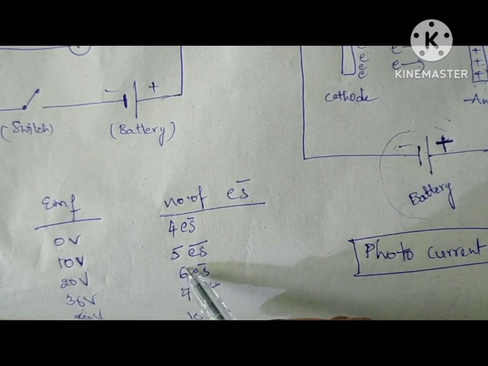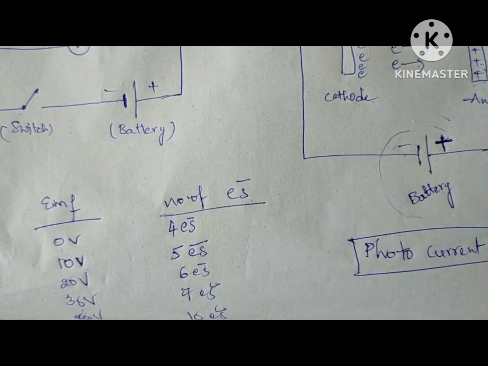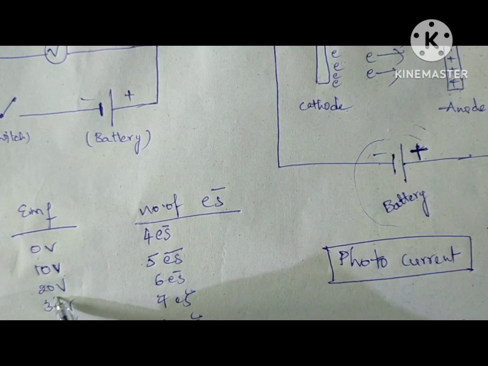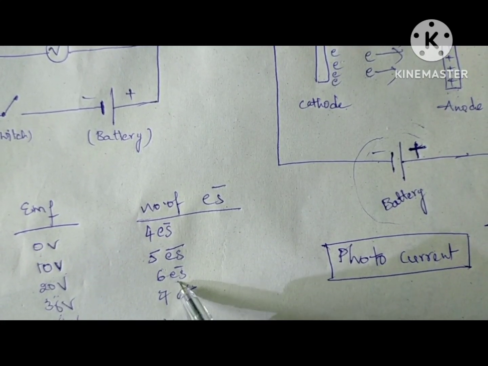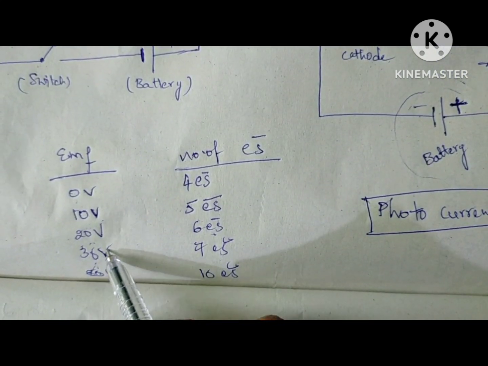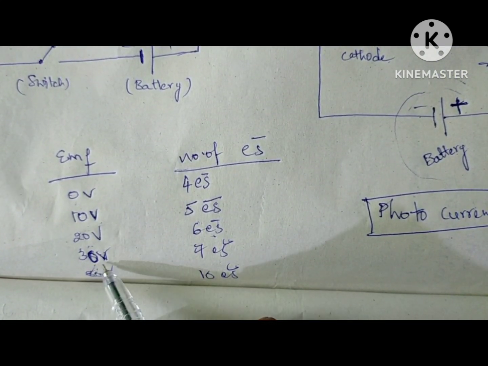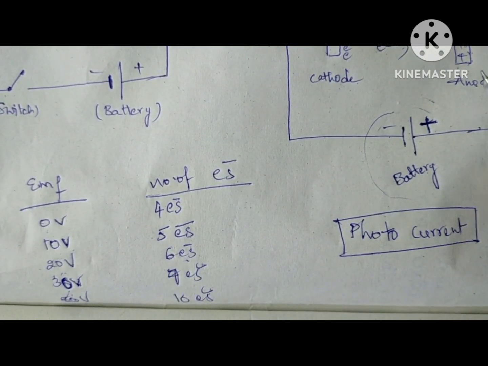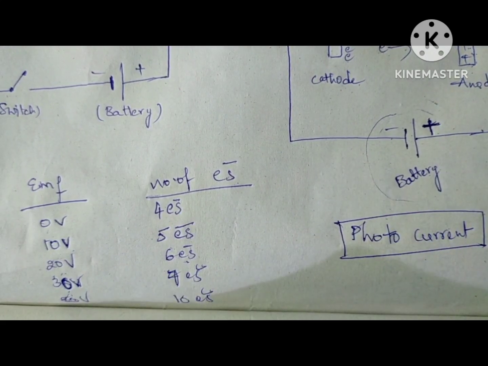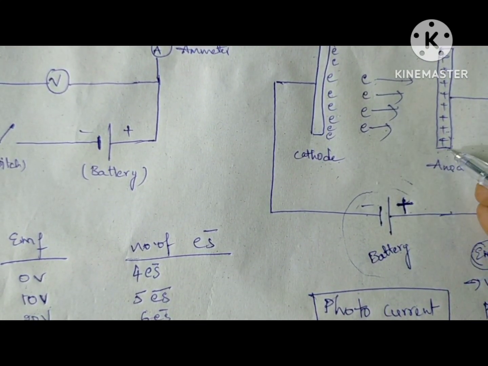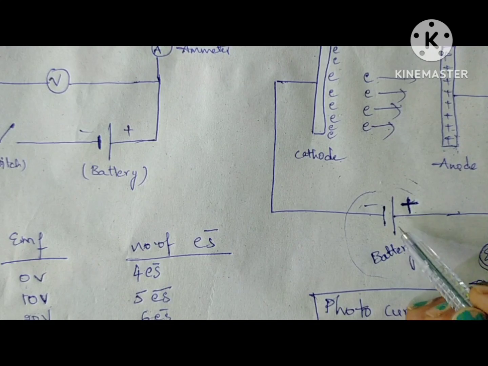One more electron is added. That means 5 electrons are able to reach this anode. If we add 20 volts of EMF, then 6 electrons reach the anode. If we add 10 more volts, that means 30 volts to this battery, 7 electrons reach the anode. Suppose we add 80 volts, then all 10 electrons are able to reach this anode. So that's why we are using the battery.